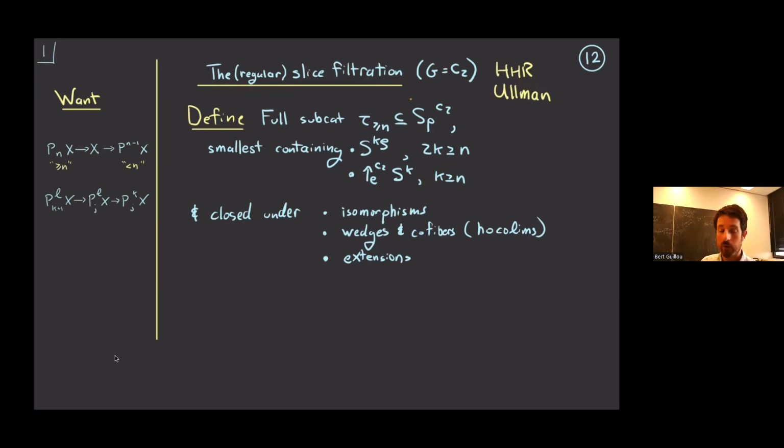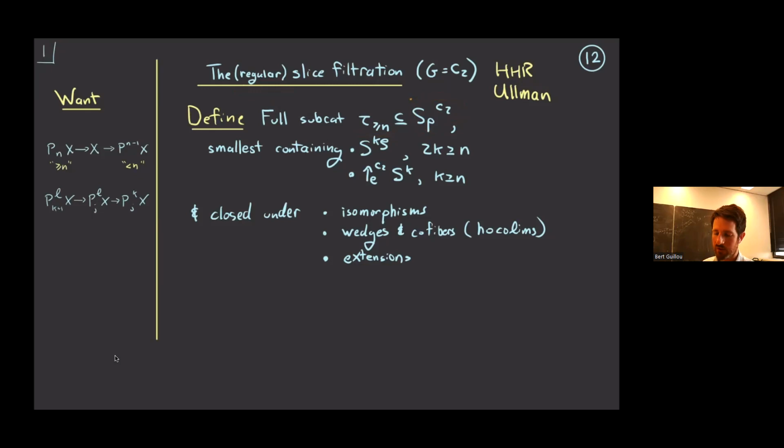Okay, so what is this filtration? Well, inside our category of G spectra, and today we're just doing C2, we're going to define a subcategory, which is the category of N-connective things in the sense of this new filtration. Now we have to specify what we mean by N-connective in this sense.